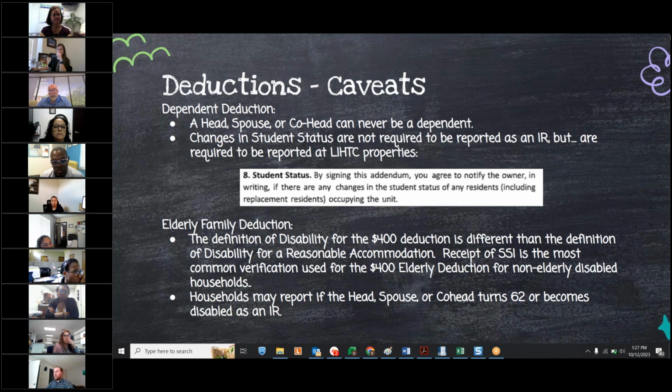And then households certainly can report on their 62nd birthday, say, hey, I want that deduction. Or if they become disabled throughout the year. In either case, they can report and we can do an IR.